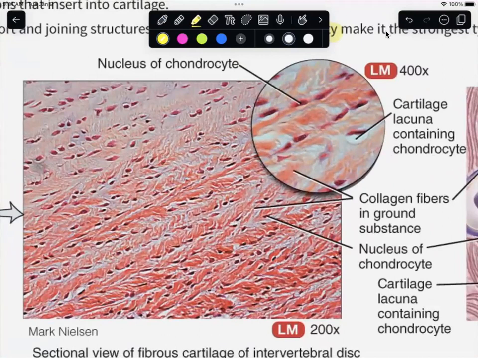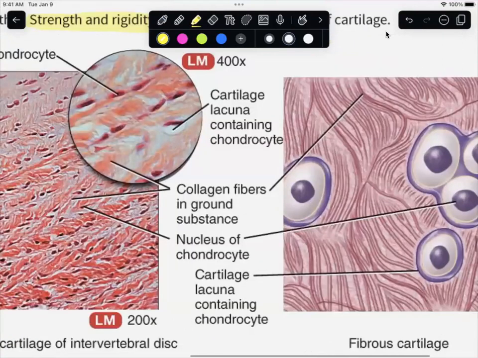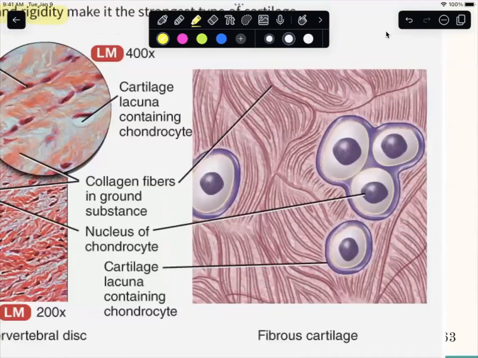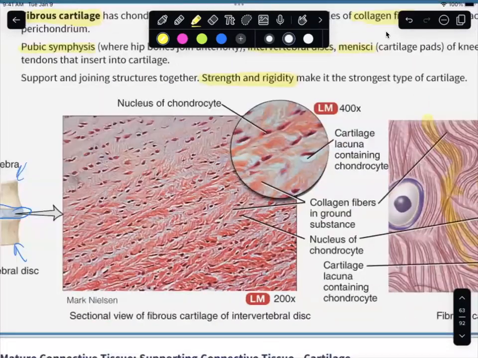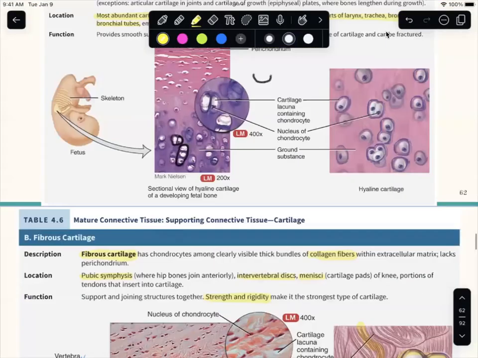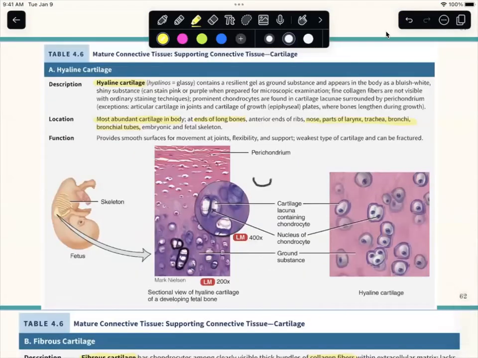The drawing is better than the actual slide here. But there are lots of collagen fibers found throughout. And then there are these individual cells, or groups of cells, in these lacunae. In fibrocartilage, these cells do tend to pick up more color than in hyaline cartilage.